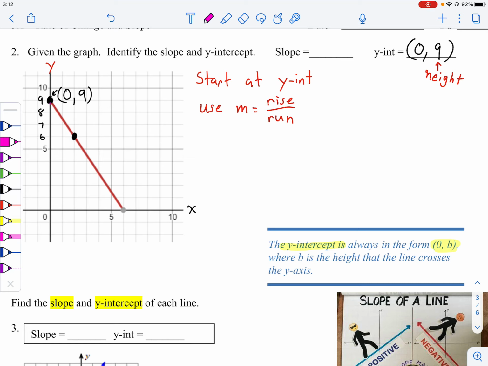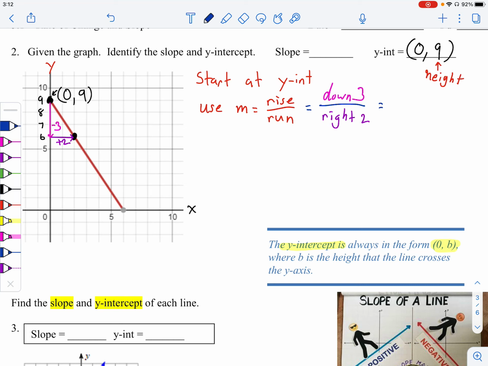So it went down. How many spaces, right? So we have 1, 2, 3. So it went down 3. So this is negative 3. Right, so our rise is down 3. Our run is the same color. So down 3. And then our run is right and left, right? So I went right 2 spots, so plus 2. So this is right 2.